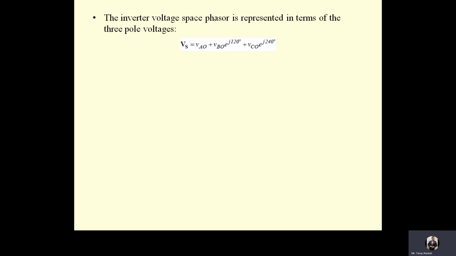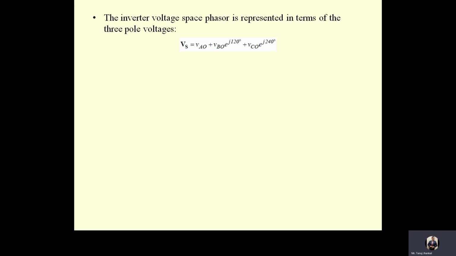Now, the inverter voltage space phasor is represented in terms of the three pole voltages, which are VAO, VBO and VCO, and it is given by Vs equals VAO plus VBO e to the power j 120 degree plus VCO e to the power j 240 degree, and it is represented by Vs. Hence, the inverter voltage space phasor carries the combined information of all three phase voltages.